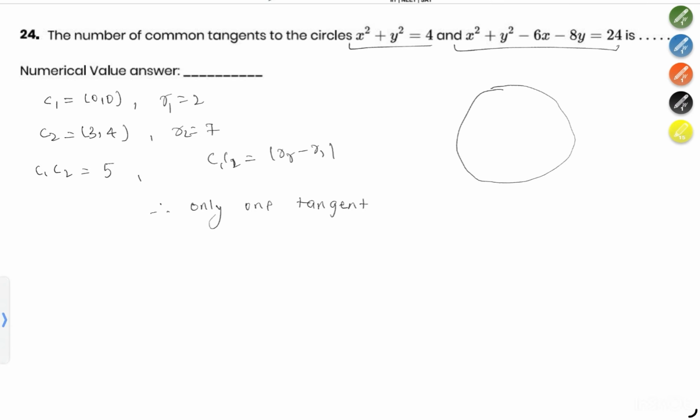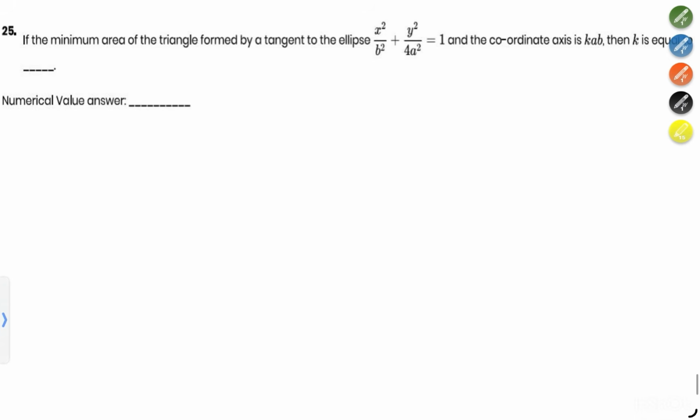This is one circle and the second circle should be something like this. It is touching from inside. So this is C1, this is C2. C1 C2 should be equal to modulus of R1 minus R2. Therefore, only one tangent is possible that passes through this point. Okay, now let us move to the next question, that is question number 25.